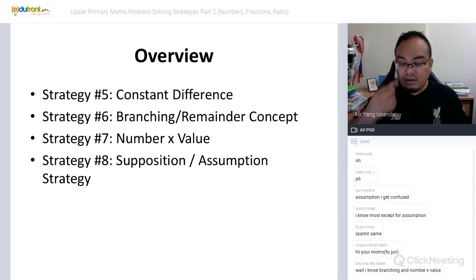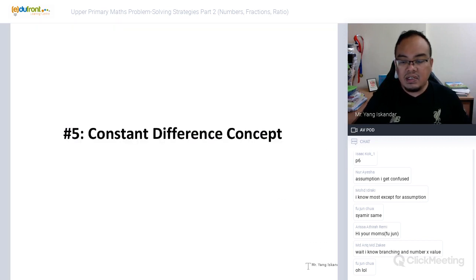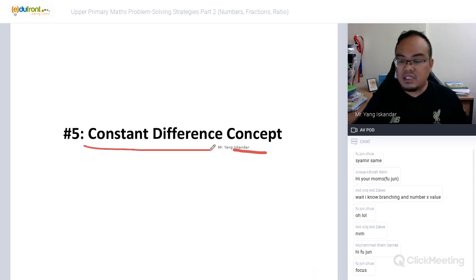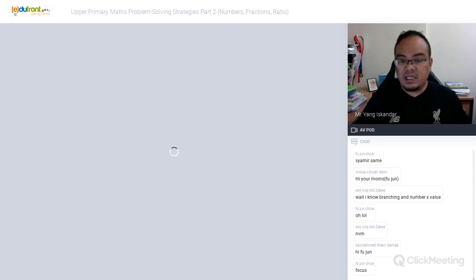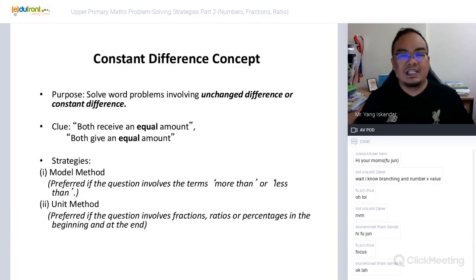All right, now let's take a look at the first strategy, the constant difference strategy. Okay, let me test the marker, or is it too thick? Okay, constant difference strategy. Now, when do we use the constant difference strategy?